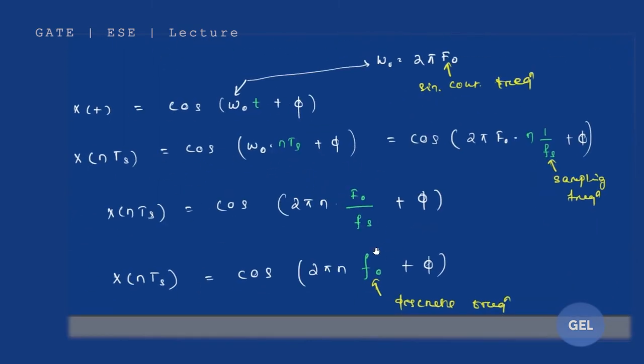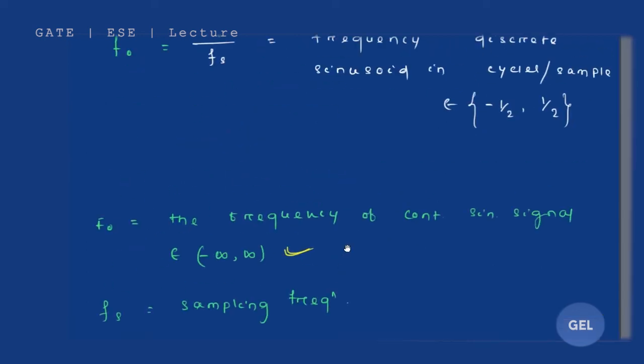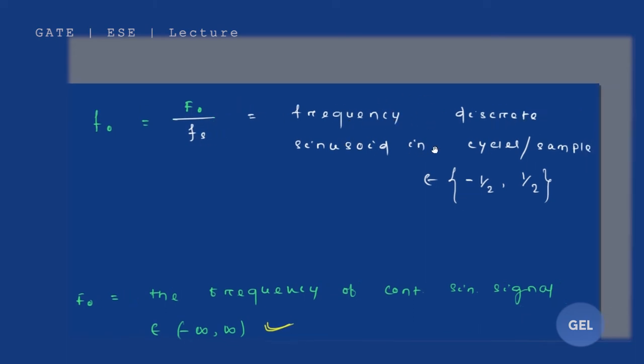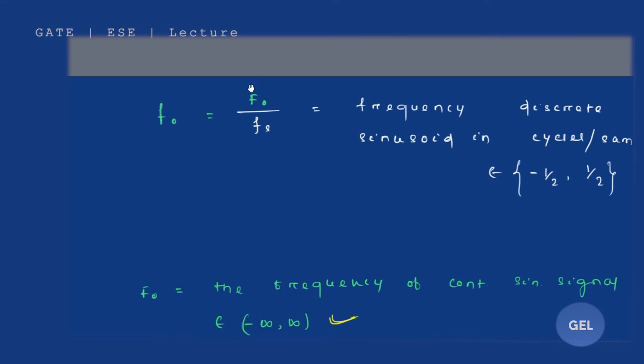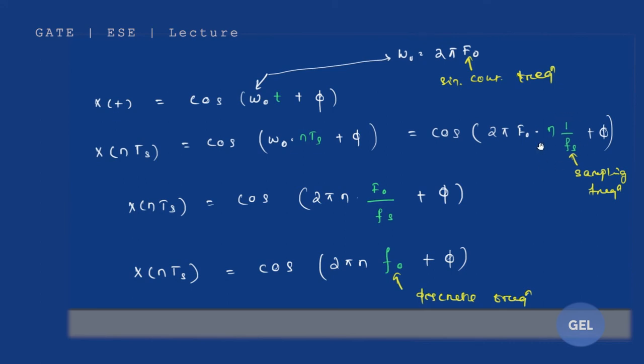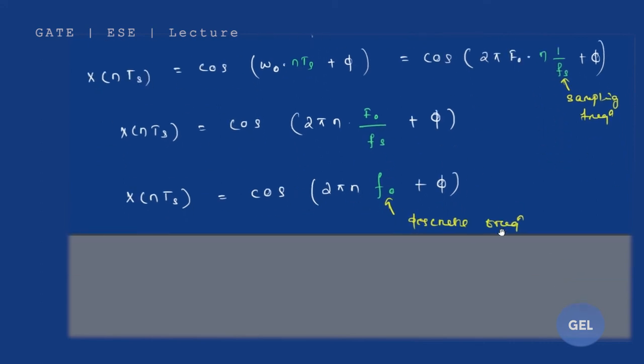But this small f naught is nothing but F naught by Fs, and this is the frequency of a discrete sinusoid in cycles per sample. This represents the number of cycles per sample. 1000 of questions GATE का यही terminology से आपका solve हो गया. Most of the questions are asked from this. 3 terminology है: एक continuous time domain का frequency है, एक आपका sampling rate है, और एक आपका discrete time का frequency है.